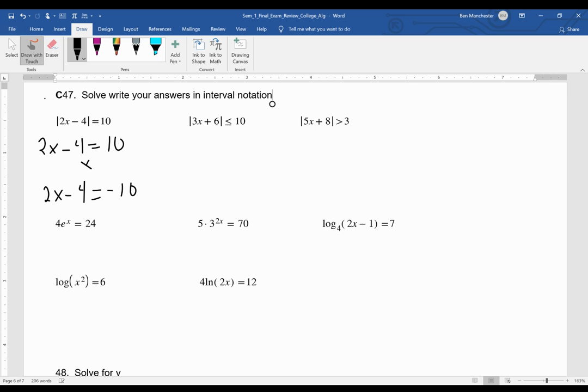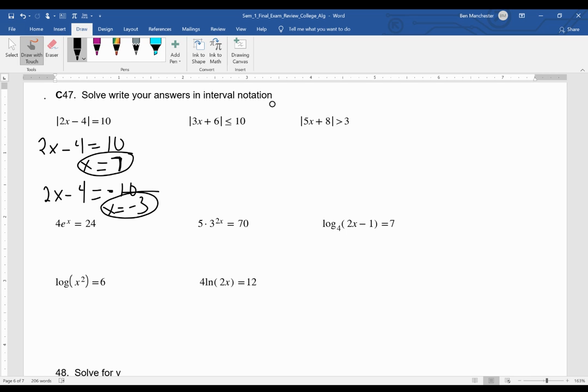So when we add 4 and divide by 2, we get 7 as one answer. And when we add 4 and divide by 2, we get -3 as your other answer. Okay, so when we have absolute values, we set it equal to the positive and set that equation equal to the negative, and you solve them both.